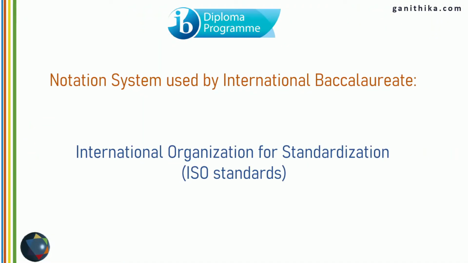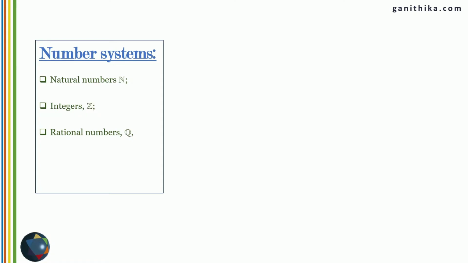Before we proceed further, let's understand that the International Baccalaureate uses the notation system called International Organization for Standardization, otherwise called ISO standards. So let's see what's in the number system. Under the number system, you should have known all the number sets: natural numbers, integers, rational numbers, irrational numbers, and real numbers. These are the different number sets that you would have learned in your earlier years. We will see what are these in detail.